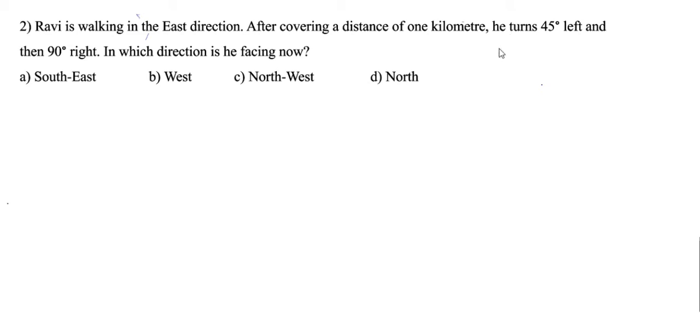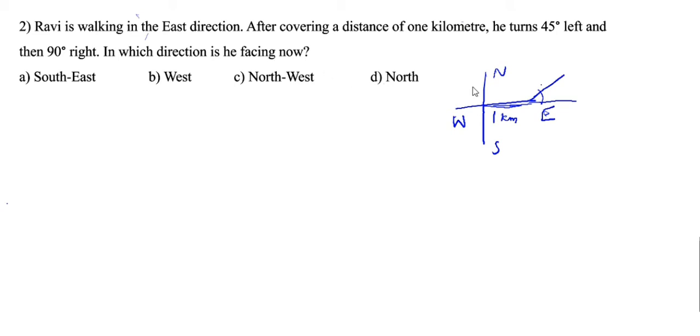We'll draw the direction details. North, south, west, east. Ravi is walking in the east direction after covering a distance of 1 kilometer. So east direction after covering a distance of 1 kilometer. Then he turns 45 degree left. He turns 45 degree left means 45 degrees. This is the 45 degree left.